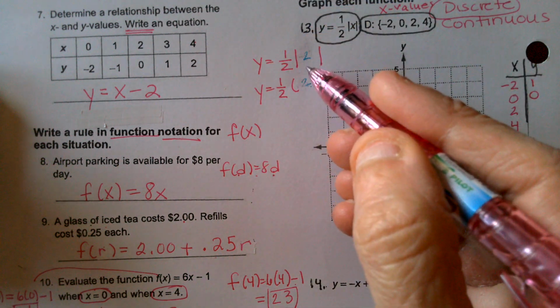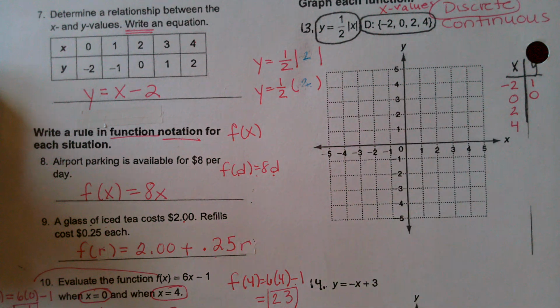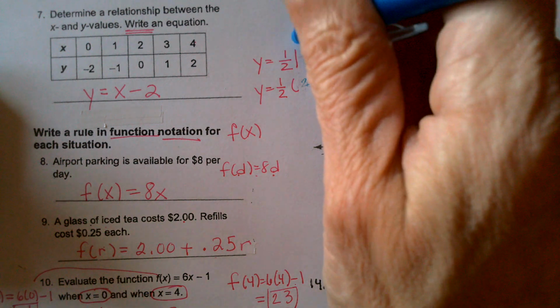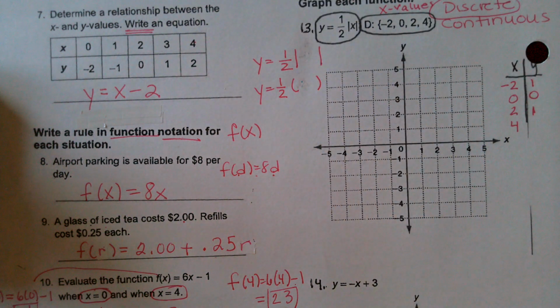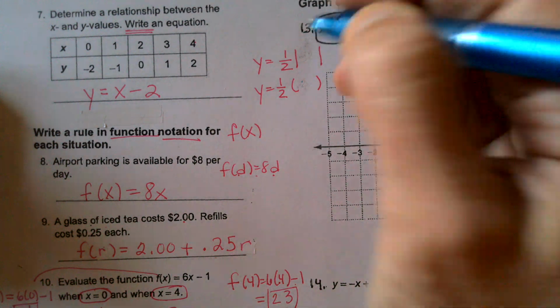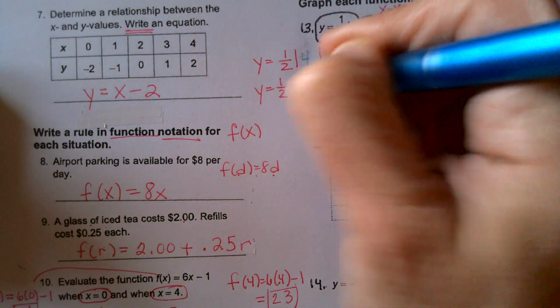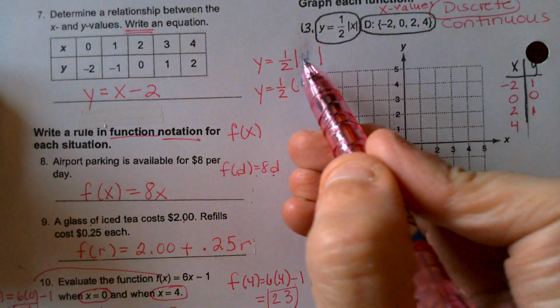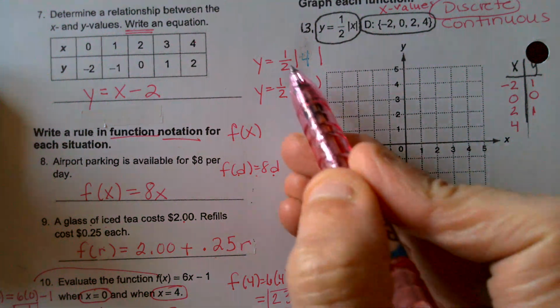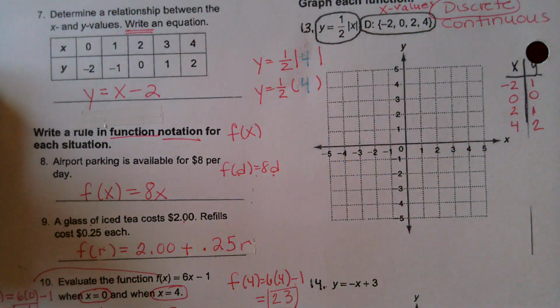Absolute value of 2 is 2, right? Stays positive. Half of 2 is 1. Now I'm going to put the 4 in. Absolute value of 4 is a positive 4, stays positive, and a half of 4 is 2.